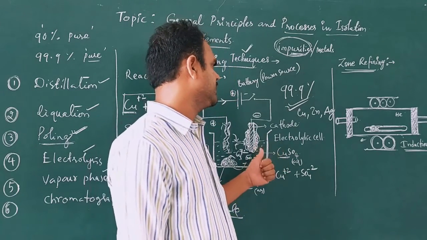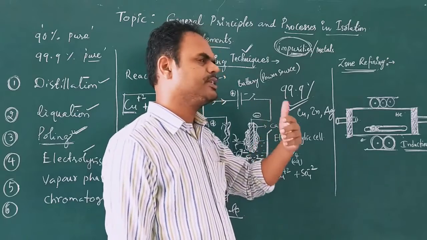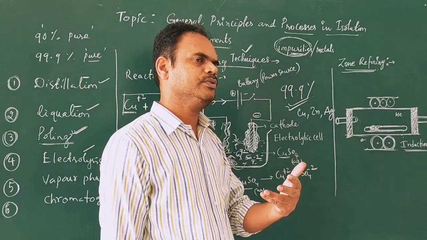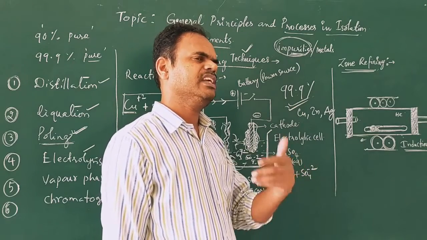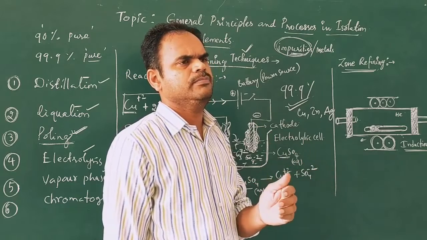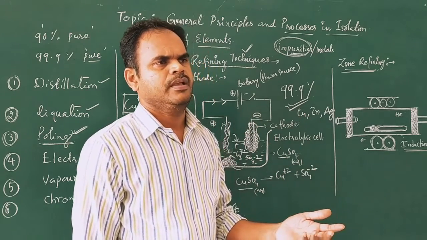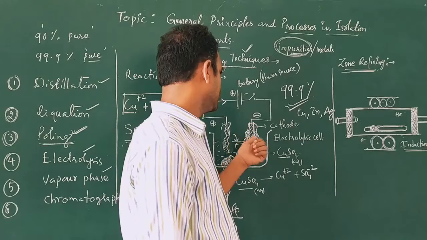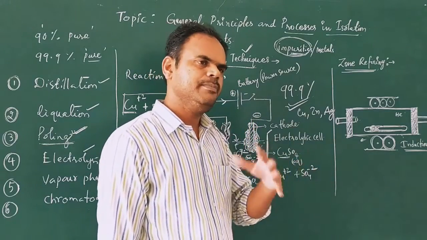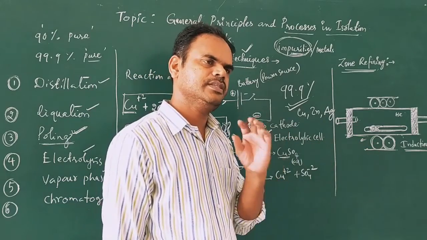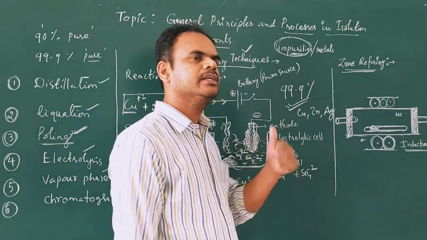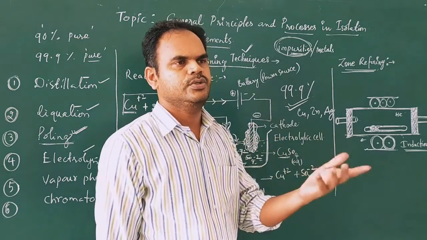So for sodium also, the same electrolytic reduction process we use. But sodium will get oxidized immediately, so we take care and immediately take out the sodium in order to prevent the oxidation. We won't use electrodes like this; we will use a different method. Sodium methods are different, but the same principle. We will take different anode and cathode, inert electrodes.